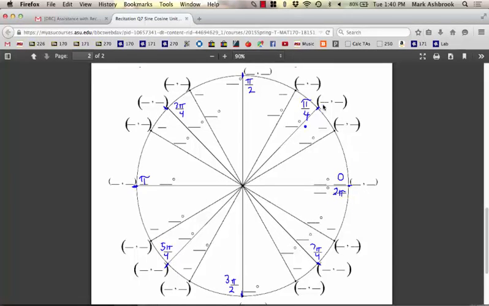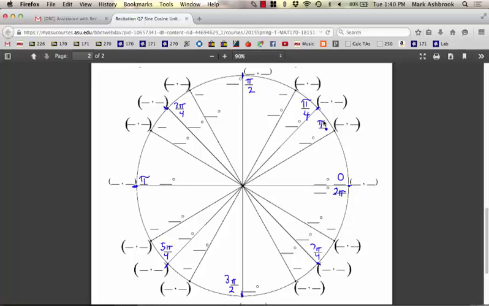So you can just split up each quadrant into 2 angles of equal openness and count. 1, 2, 3, 4, 5, 6, 7, 8. You're counting by pi over 4. Okay, now we're going to take a quadrant and split it up into 3 angles of equal openness. Each one of those will have how much openness in radians?